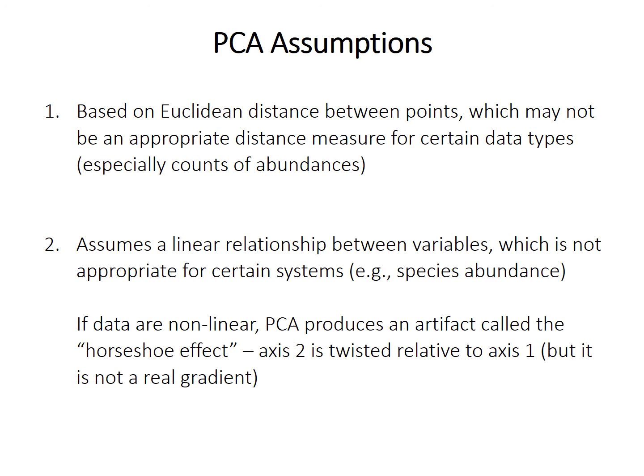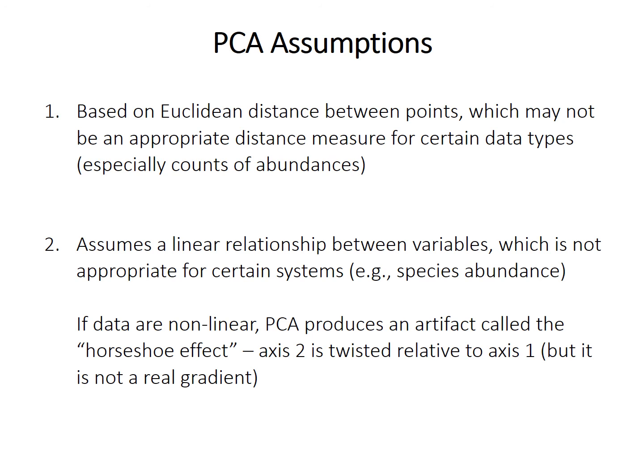So if the relationships are nonlinear, PCA can produce something called a horseshoe effect, where points along axis 2 are twisted into the shape of a horseshoe relative to axis 1. The problem is you can never tell if your points are deformed or not because you don't know what the true pattern should be. But in any case, there are certain things like abundance counts that you should not use PCA for.